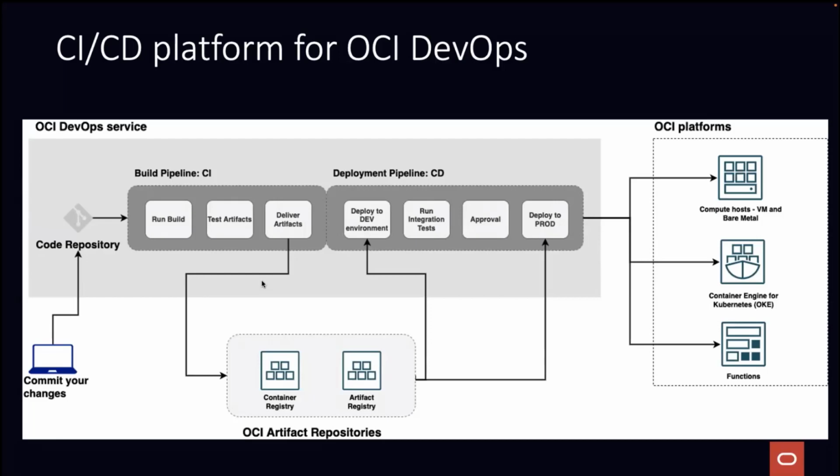When you go into the deployment pipeline, you can deploy either into OKE or any other compute services. If you have any integration test or any kind of approval you need to get done when you're working with multiple people in your team, you can do it from there as well. Those three platforms are available for deployment: either the VM or bare metal compute host, or OKE, or serverless functions. So that's the entire outline for the DevOps service.